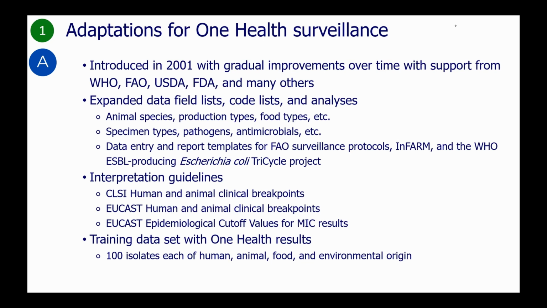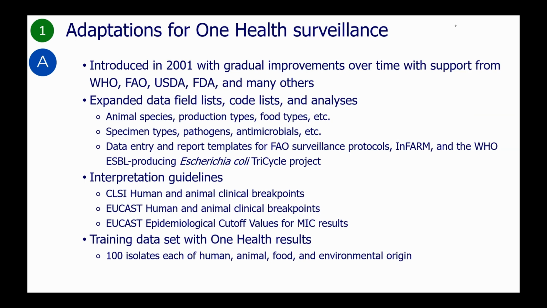WHONET was initially created over 30 years ago for human health. And in 2001, the WHONET team began to introduce a number of modifications to make the software more suitable for use outside of the human health sector. These were done in collaboration with FAO, WHO, the World Organization for Animal Health, the U.S. Department of Agriculture, the U.S. Food and Drug Administration, and many others.